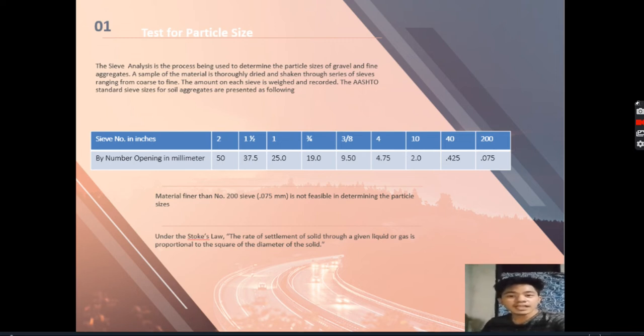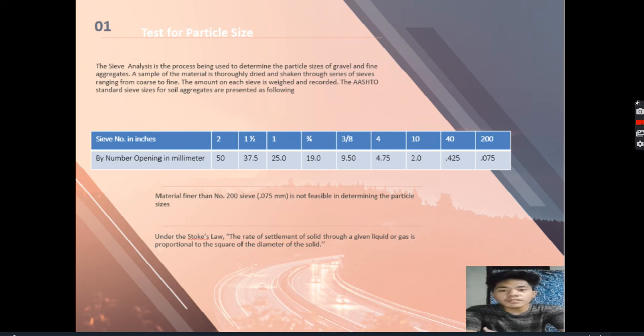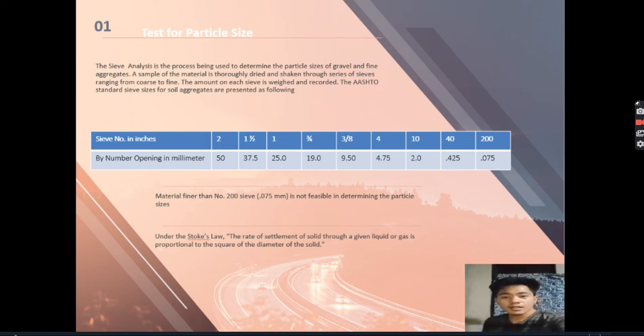Material finer than the number 200 sieve, 0.075 millimeter, is not visible in determining the particle sizes. Instead, these are determined by observing the rate at which the grains settle through liquid or gas. Under Stokes' law, the rate of settlement of a solid through a given liquid or gas is proportional to the square of the diameter of the solid.